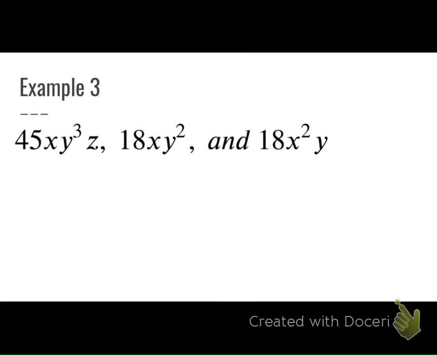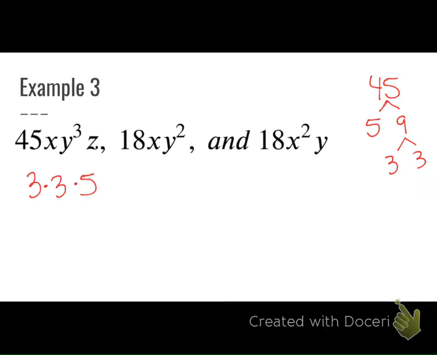On example 3, we have 3 terms that we're looking for the GCF for. I'll go ahead and write out the prime factorization for the number parts. So if I'm doing the prime factorization for 45, well, I could break 45 into 5 times 9. 9 breaks into 3 times 3. So I would have 3 times 3 times 5.